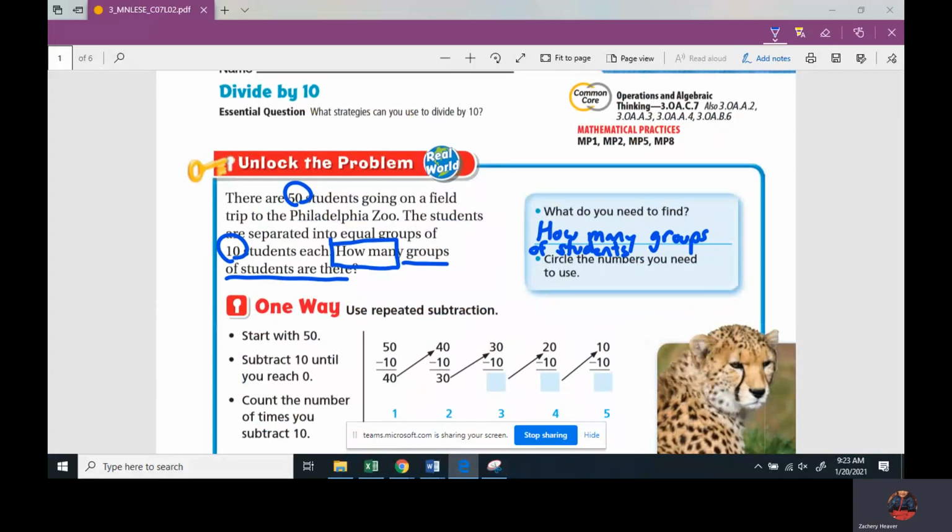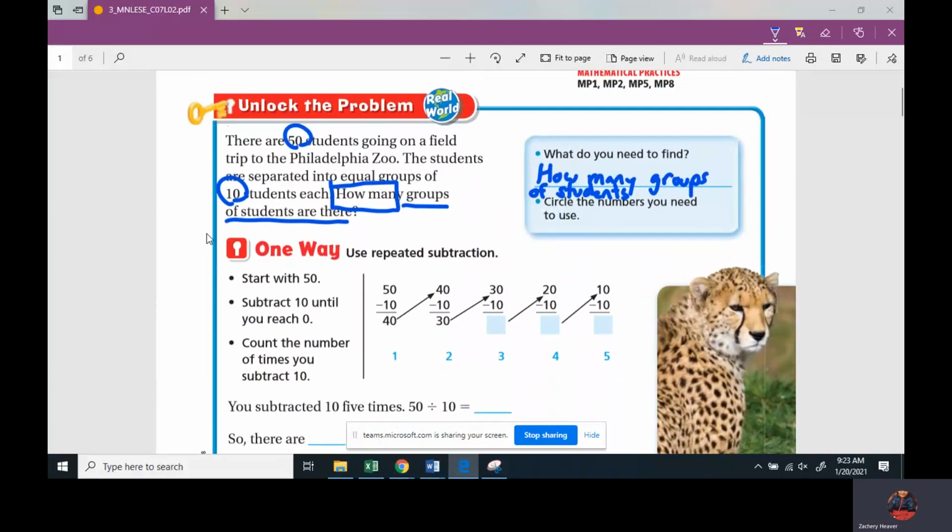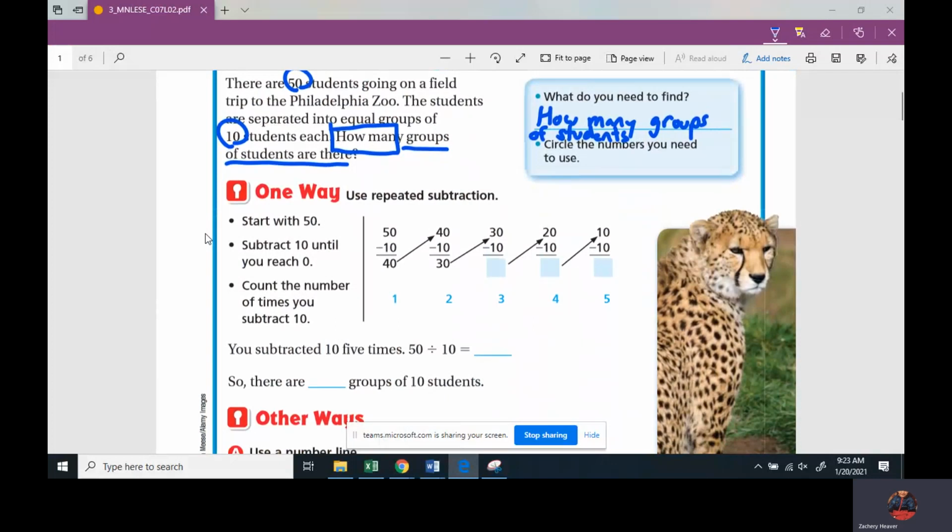And we'll talk about the first way. It says circle the numbers you need. We already do that when we read it. So the first way they want us to teach us is by repeated subtraction, okay? And the number of problems that we have is going to be the answer once we reach 0.